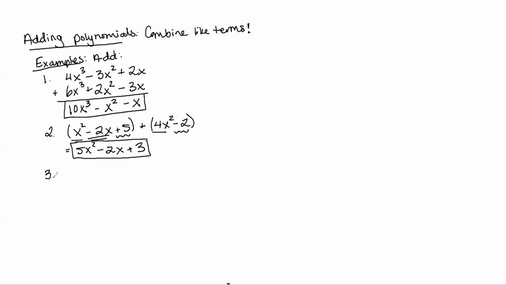All right, let's try another vertical addition problem. 2x to the 4th minus 6x squared plus 7 plus negative 3x to the 4th plus 5x squared. Actually, let's make that an 8x squared plus 2.